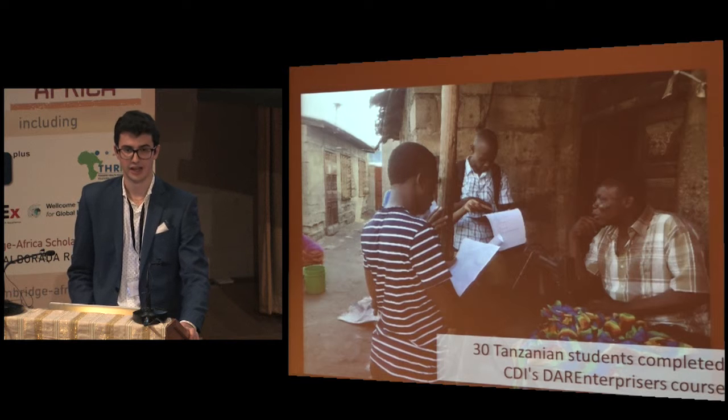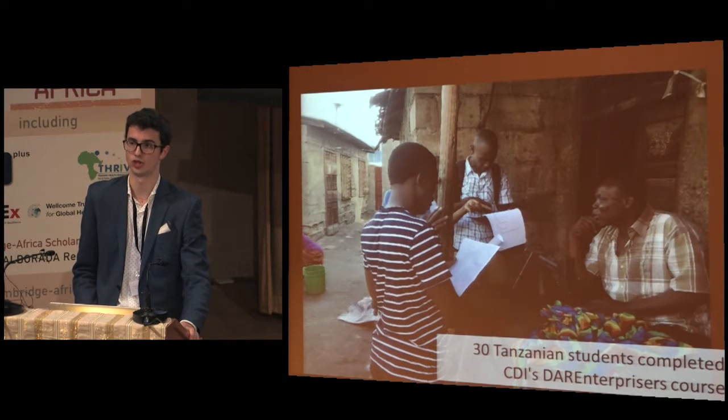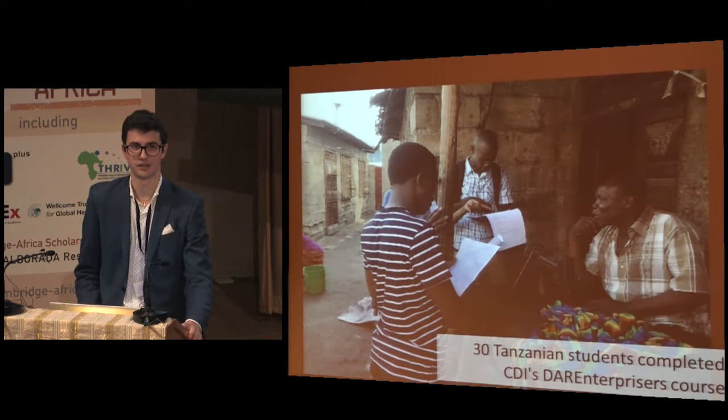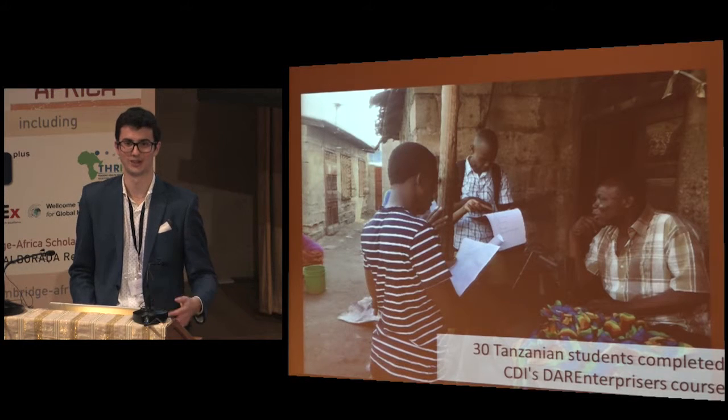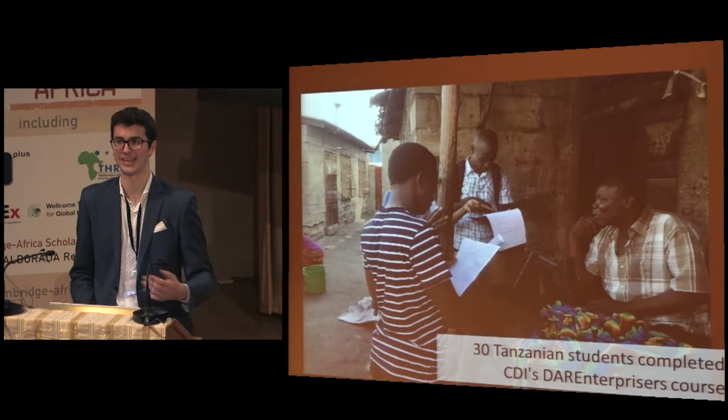Our first project in entrepreneurship is the Dar Enterprises course, which we have offered 3 years in a row for always around 20 to 30 Tanzanian university students. And it aims to help them create their own social enterprises working in Dar es Salaam slums. And the basic premise of it is that it's not enough just to throw a random collection of workshops at these students covering marketing, business planning, etc.